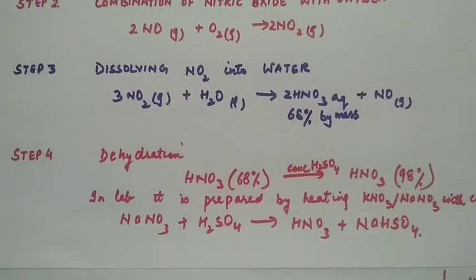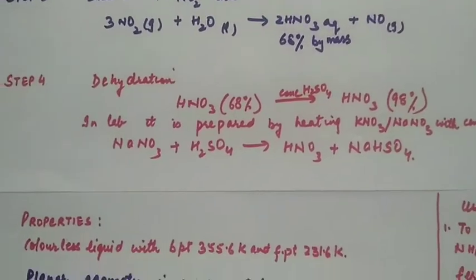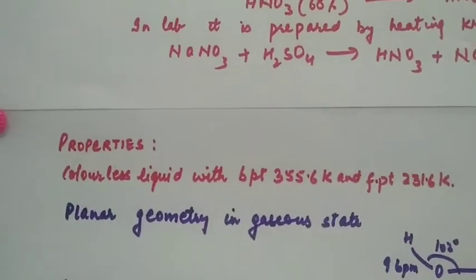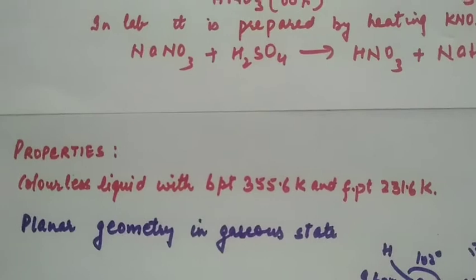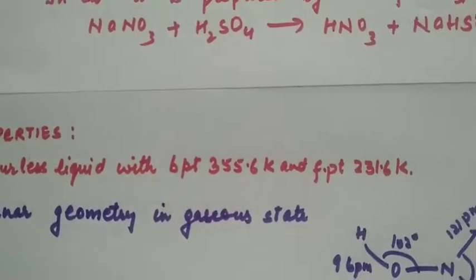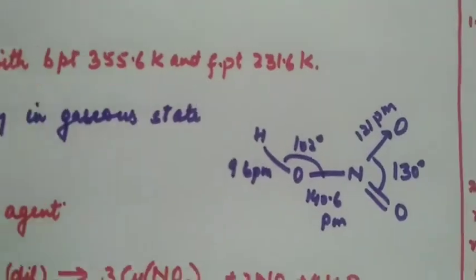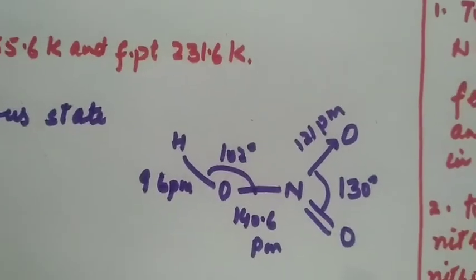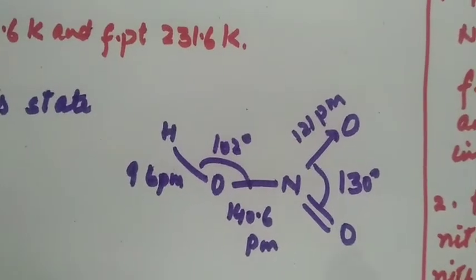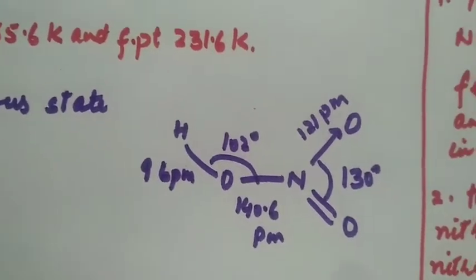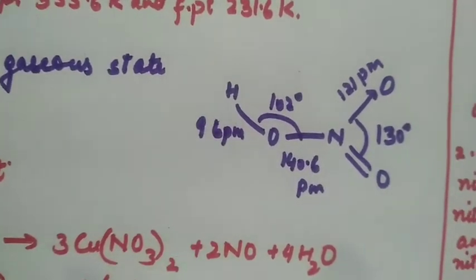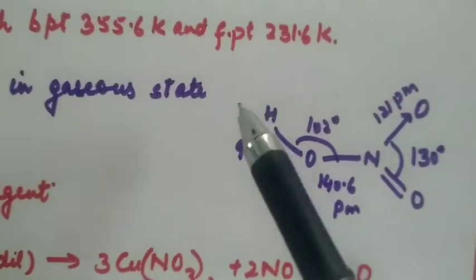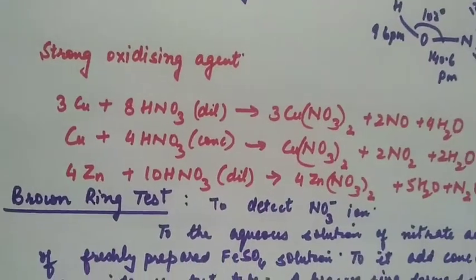Sodium nitrate plus sulfuric acid will form nitric acid plus sodium hydrogen sulfate. Now the properties of nitric acid: it is a colorless liquid with boiling point 355.6 Kelvin and freezing point 231.4 Kelvin. It has a planar geometry with oxygen-nitrogen-oxygen bond angle 130 degrees and hydrogen-oxygen-nitrogen bond angle 102 degrees. There is one nitrogen-oxygen double bond and one coordinate bond extended from nitrogen towards oxygen, and the bond lengths are as given.